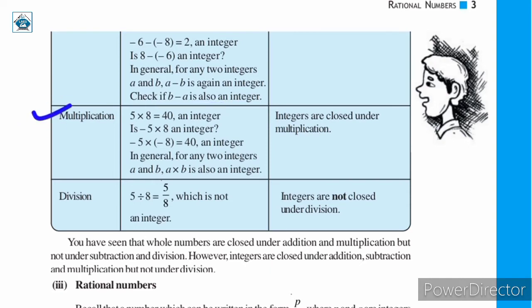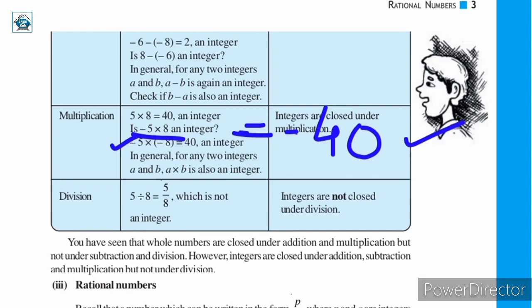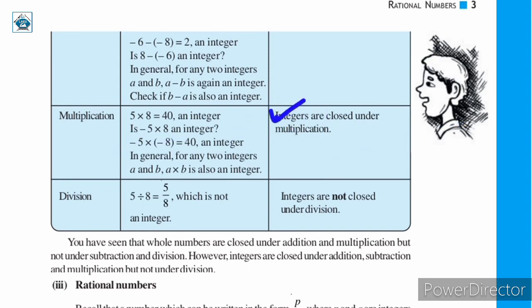Next, let us consider multiplication. 5 multiplied by 8. 5 is an integer and 8 is also an integer. The answer is 40, which is once again an integer. Similarly, if we consider minus 5 into minus 8, then also the answer is 40. Minus 5 into 8 करेंगे तो the answer will be minus 40, which is once again an integer. So we can say integers are closed under multiplication.